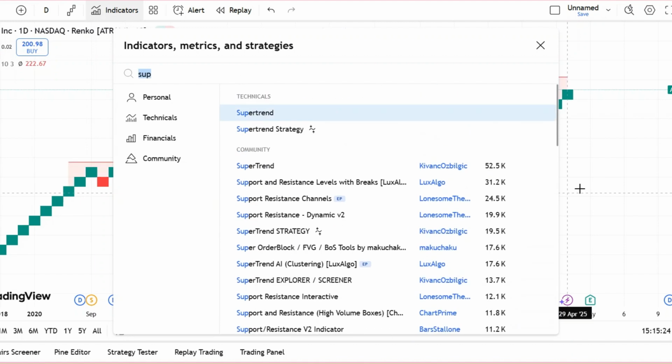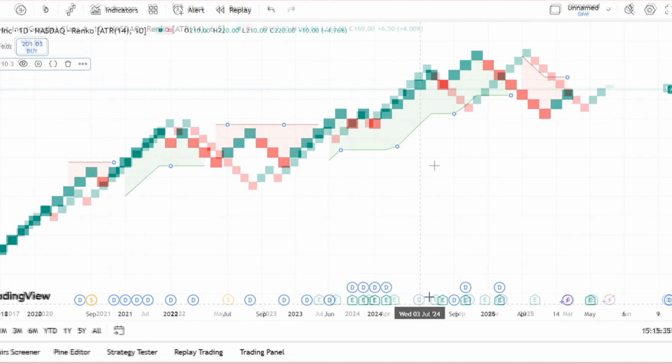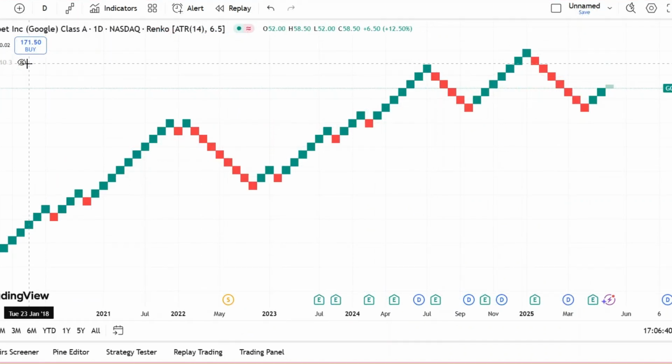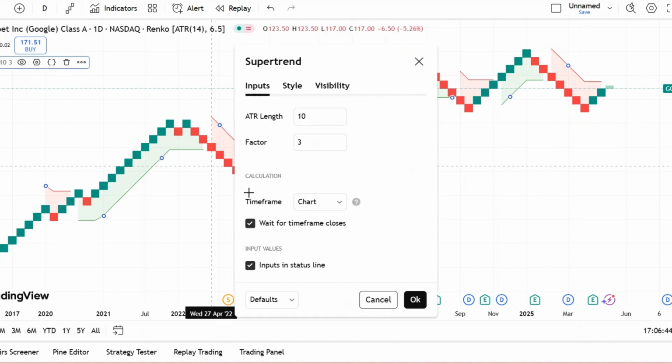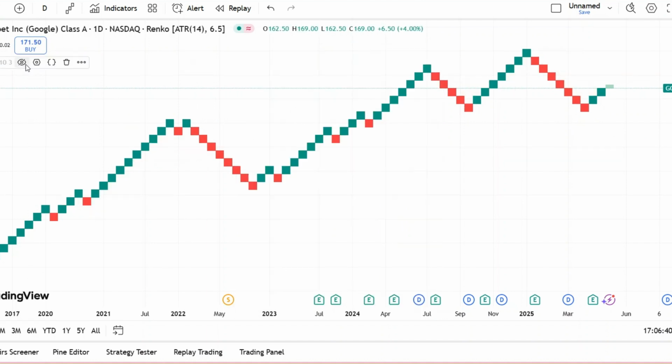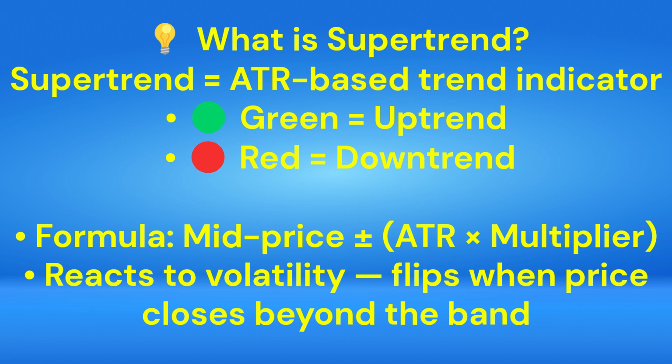Today, I'll show you how to pair Renko with the Supertrend indicator to detect trend shifts. Supertrend is a volatility-based trend indicator. It plots above or below price to suggest direction, green for uptrend, red for downtrend. Unlike traditional moving averages, it reacts faster to price shifts by adjusting to volatility in real time.